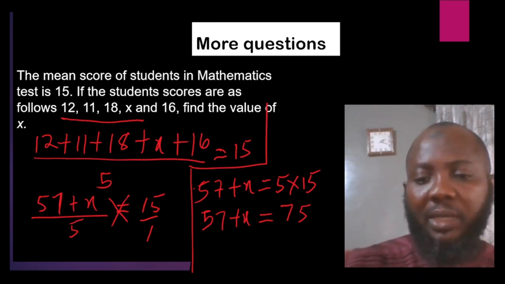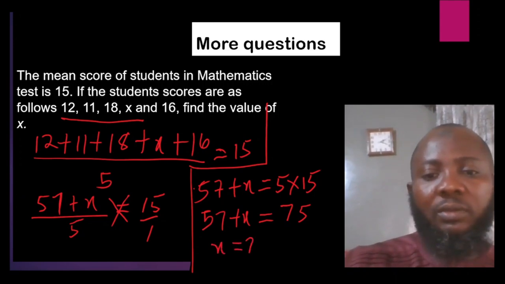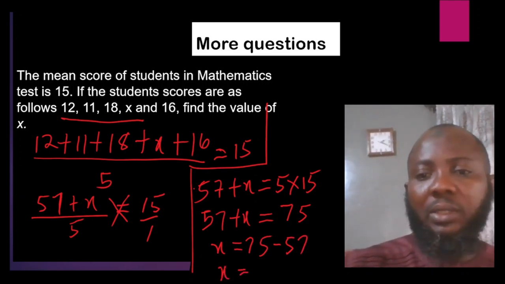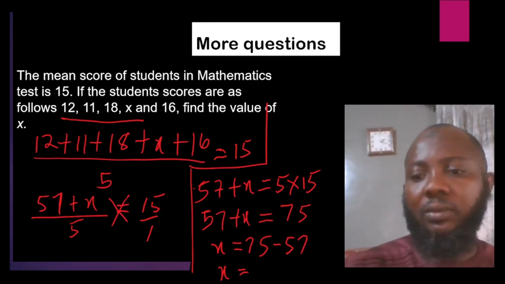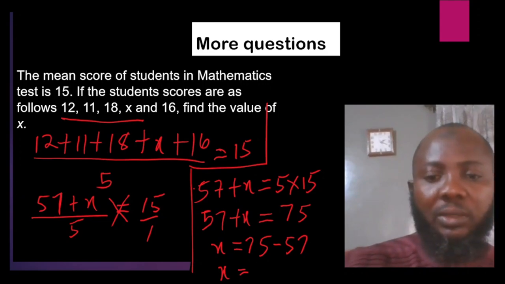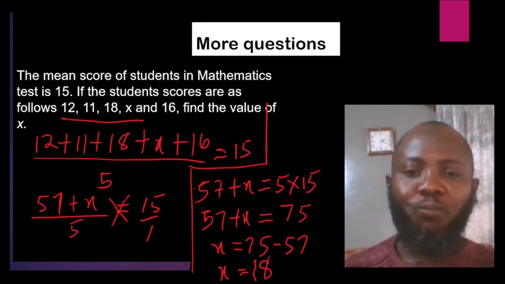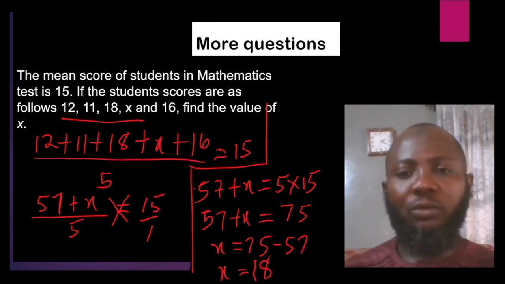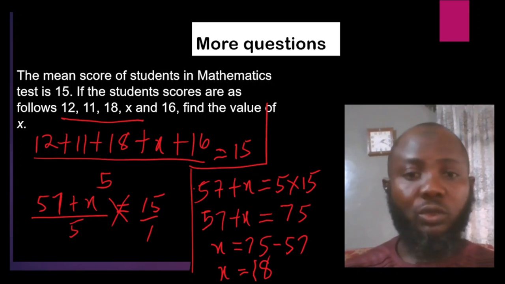So we collect like terms, right? Good. So x will then be equal to 75 minus 57. So therefore the value of x will be 75 minus 57. So that gives us 18. So which means the value of x is what? 18. So I hope this is very clear. Okay, that's good. So that's how to find this. It's possible you'll be given this kind of question in exam. So this is how you're going to solve it.